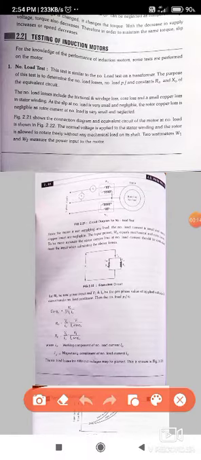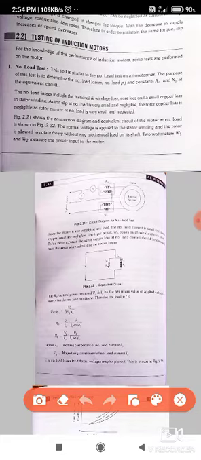Today the topic is testing of induction motor. Why do we need to test the induction motor? To know the performance of induction motor. Performance means its efficiency, torque under different load conditions, and its behavior.